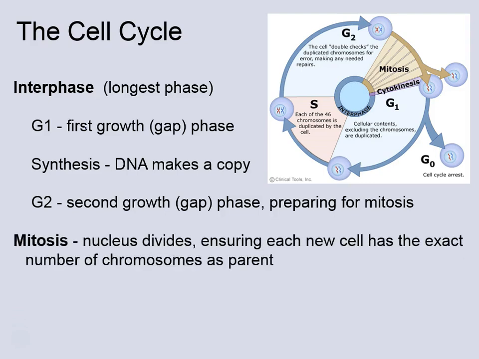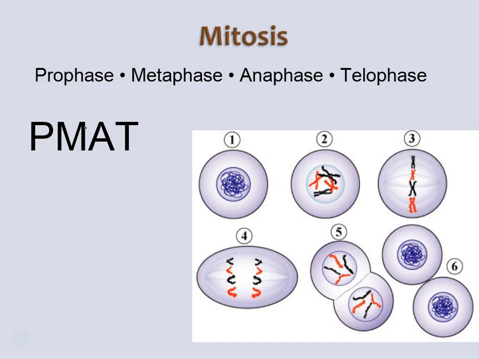But if the cell passes all of its checkpoints, then you can move into mitosis. So mitosis is where you're going to divide the nucleus. You've already copied the DNA in the S phase. Mitosis is just organizing and dividing and making sure that each of your new cells comes out with a complete set of DNA. We break that down into phases.